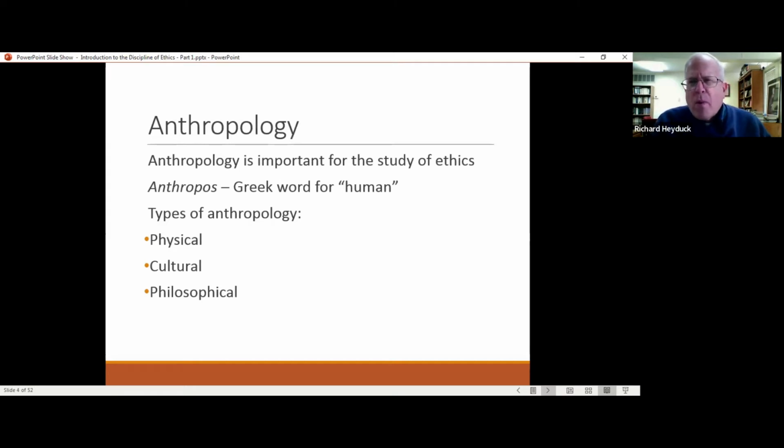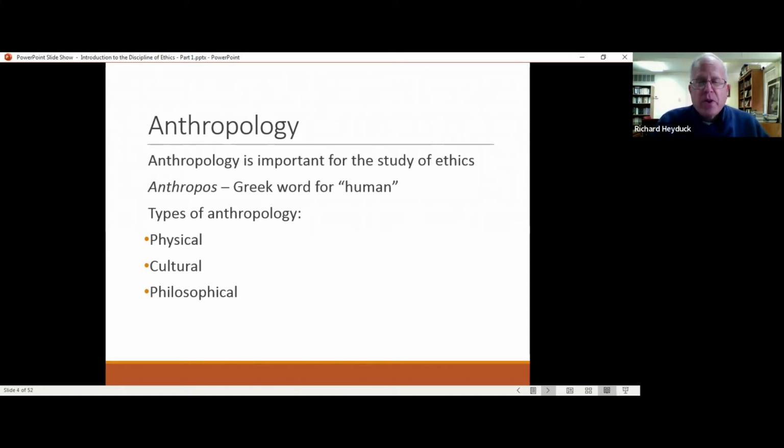Anthropology is very important in my account of ethics. If we're investigating the nature of the good life and how to achieve it, well, I have to ask the question I've been pointing at: the good life for whom? Anthropology is the study of anthropos. That's the Greek word for human or humankind. Anthropology comes in many disciplines.